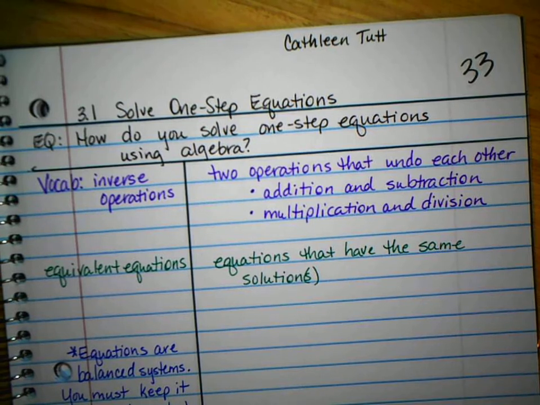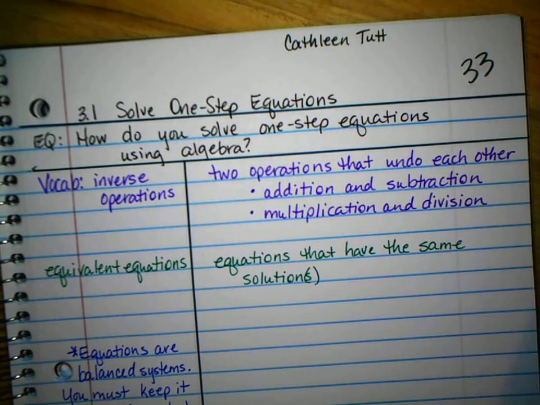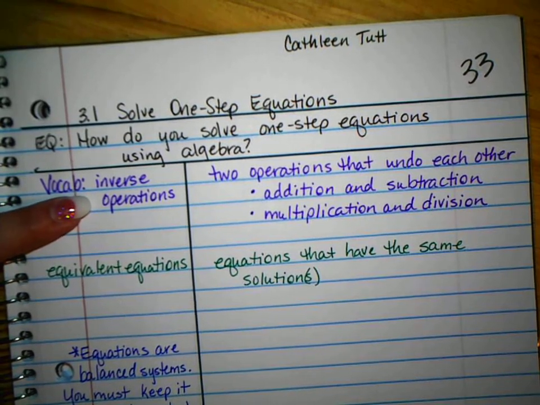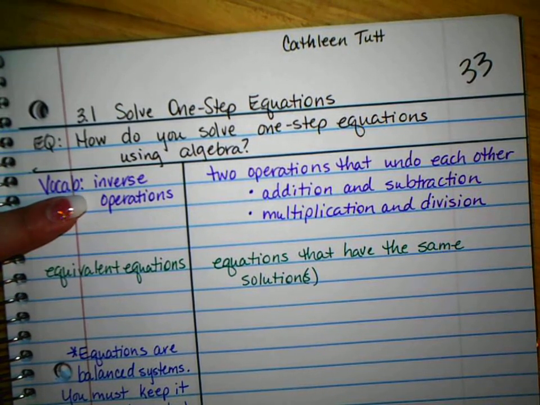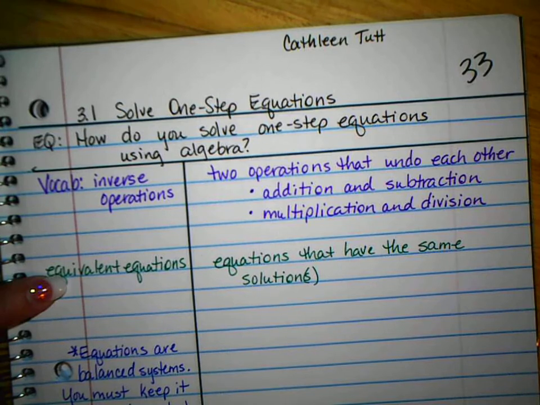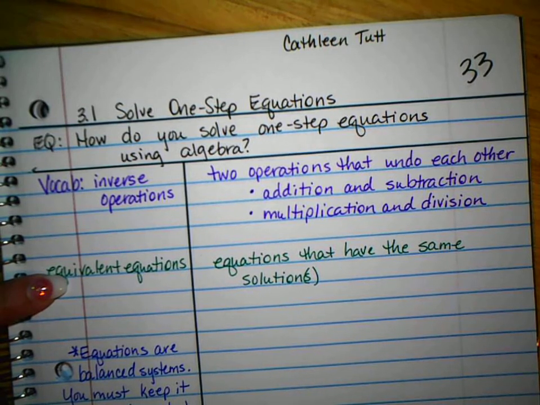Please notice that I have already started your notes with vocabulary. If you need to pause in order to copy it down, please do so. Inverse operations are two operations that undo each other, such as addition and subtraction, or multiplication and division. Equivalent equations are equations that have the same solution or same solutions.